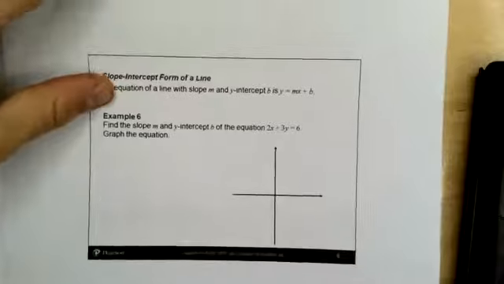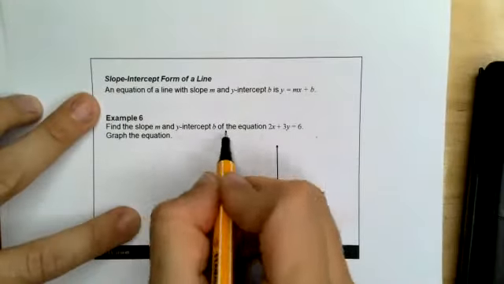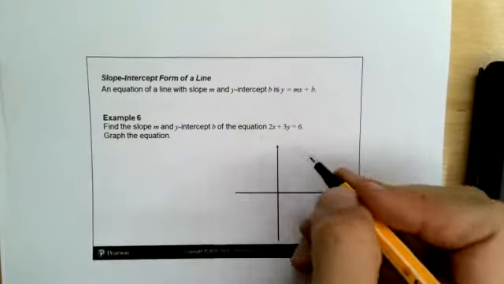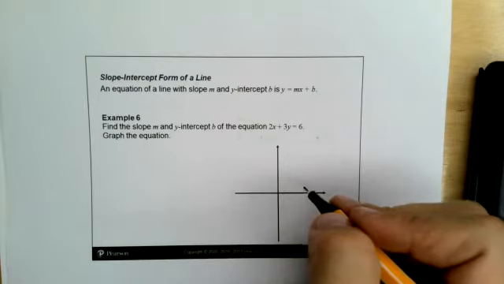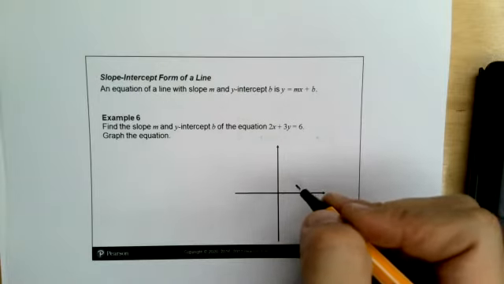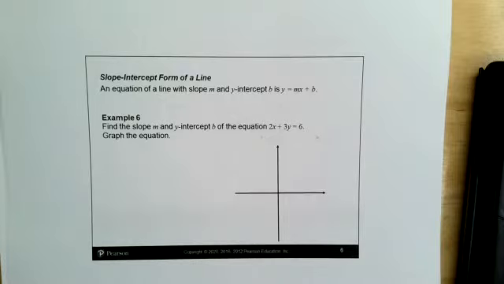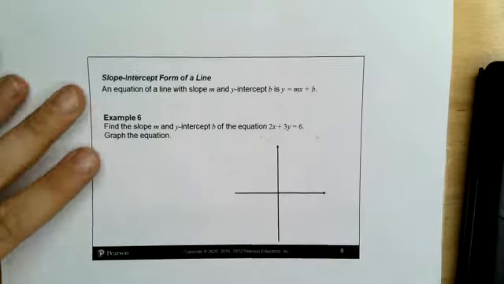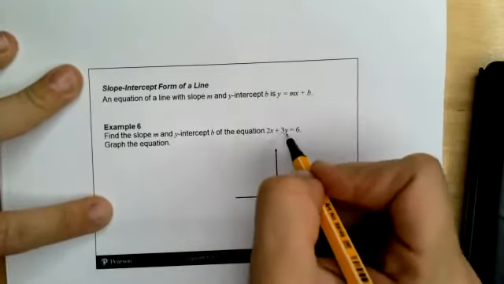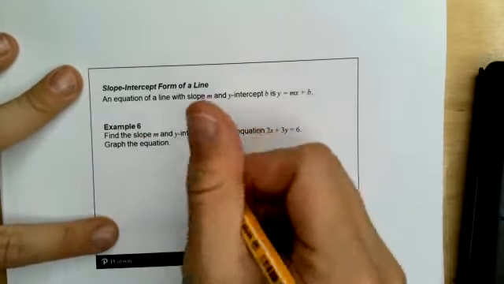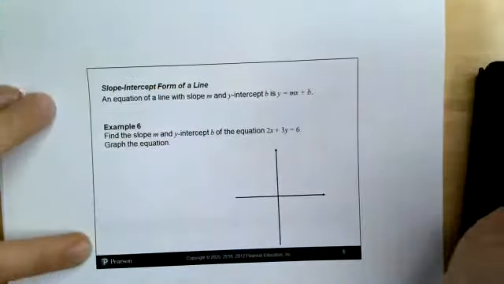Slope intercept form of the line is y equals mx plus b. Find the slope m and y-intercept b of the equation 2x plus 3y equals 6. So this is actually, what do they call it? General form. They call it standard form, but I don't like that. So general form is ax plus by equals c, but they want the slope intercept form. So we're going to change it to y equals and move everything else over.